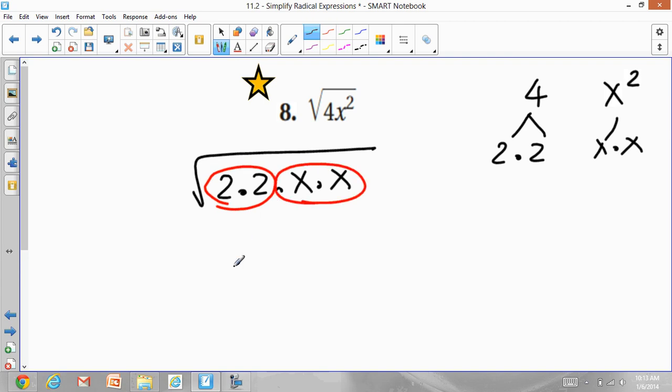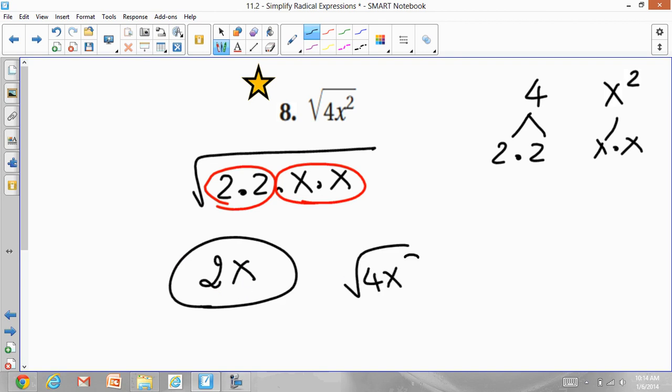So if you have a pair, you can bring them outside of the square root symbol, and x as well. So there is nothing inside the square root symbol, so you don't even have the symbol. You just have 2x as your answer. So square root of 4x squared is nothing but 2x.